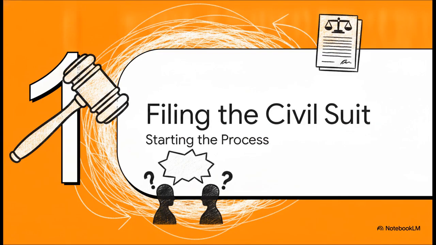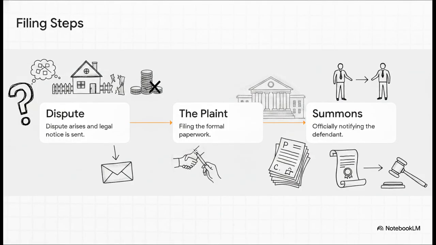Filing the civil suit. This is where the entire journey begins. Every lawsuit starts with a dispute. Maybe it's a disagreement over a property line, a business loan that was never paid back, or a breach of a commercial contract. Before even stepping foot in a courtroom, a lawyer will usually send a formal legal notice to the other party. It's essentially a final demand to fix the issue, and it shows the court you tried to be reasonable. If that fails, we move to filing the actual paperwork and then formally notifying the defendant.